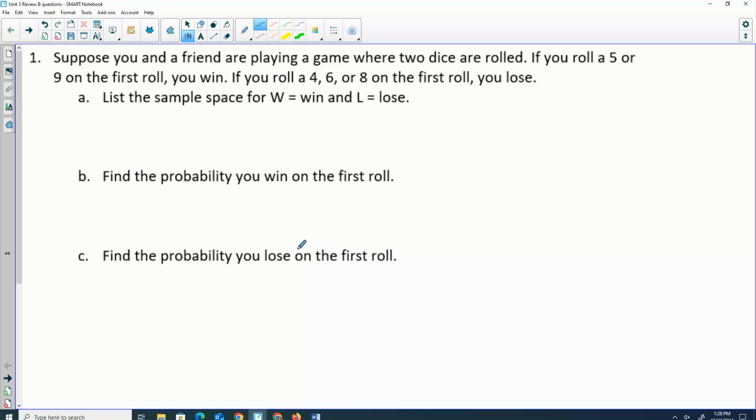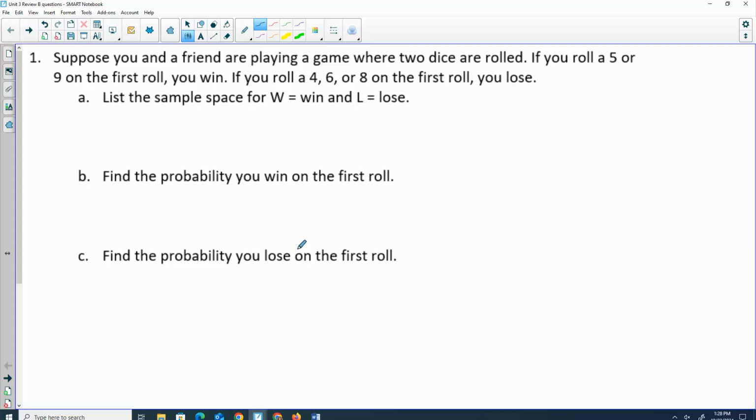All right, let's take a look at this. So this is reviewing all the probability stuff from chapters 5 and 6. Suppose you and a friend are playing a game where 2 dice are rolled. If you roll a 5 or a 9, so a sum of 5 or sum of 9 on the first roll, you win. If you roll 4, 6, or 8 on the first roll, you lose.